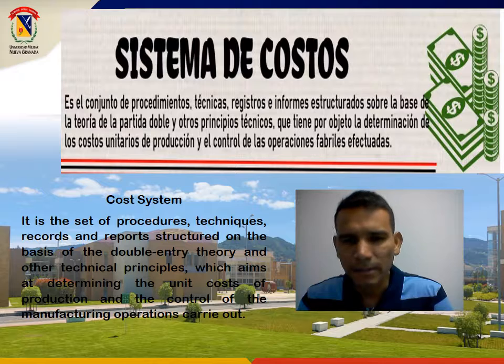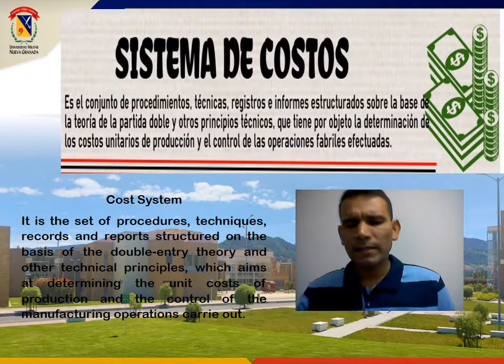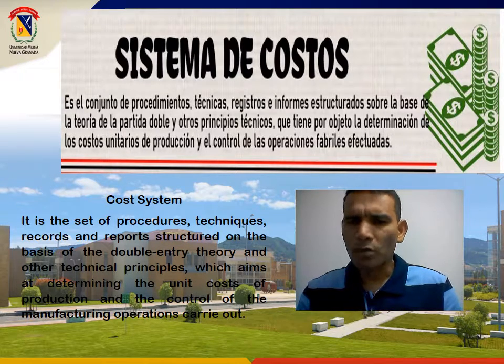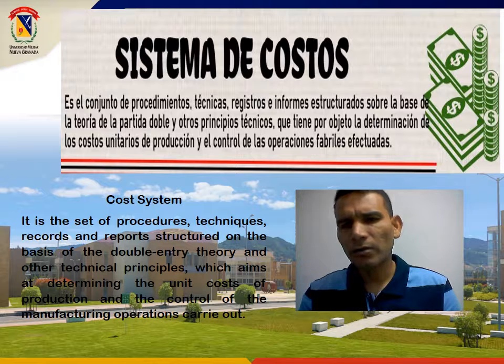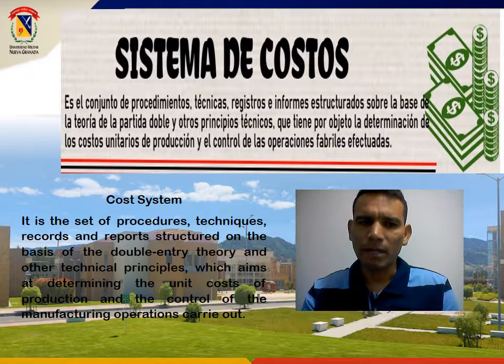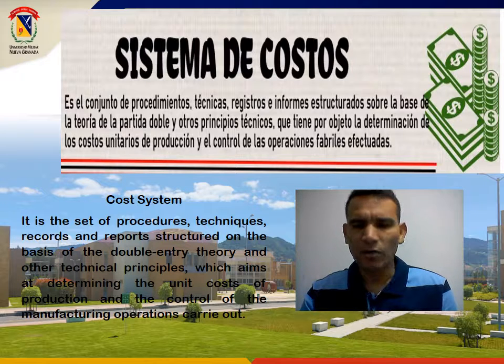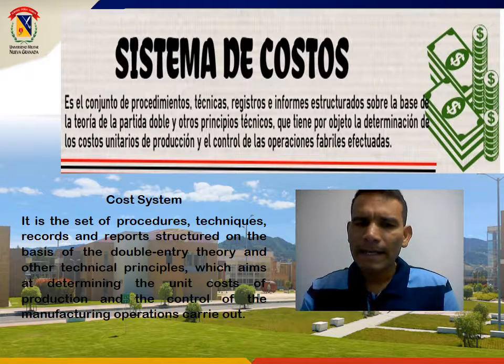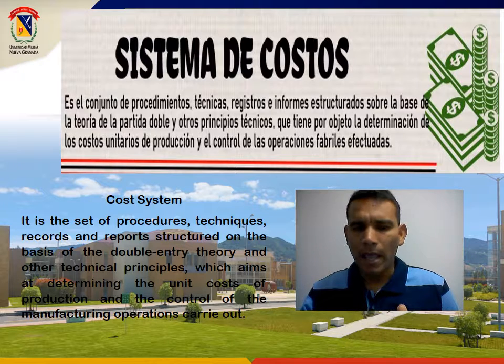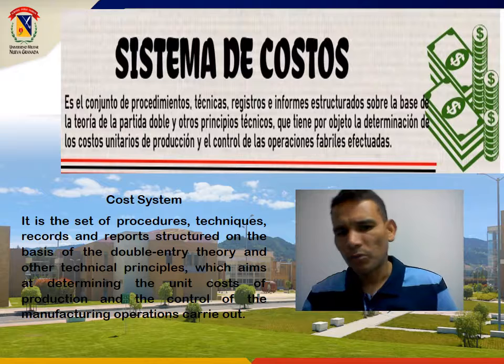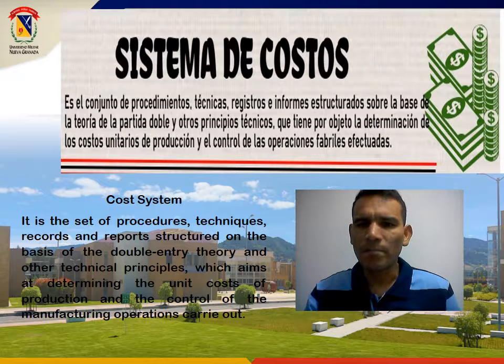Cost system. It is the set of procedures, techniques, records, and reports structured on the basis of the double entry theory and the other technical principles, which aims at determining the unit costs of production and the control of the manufacturing operations carried out.